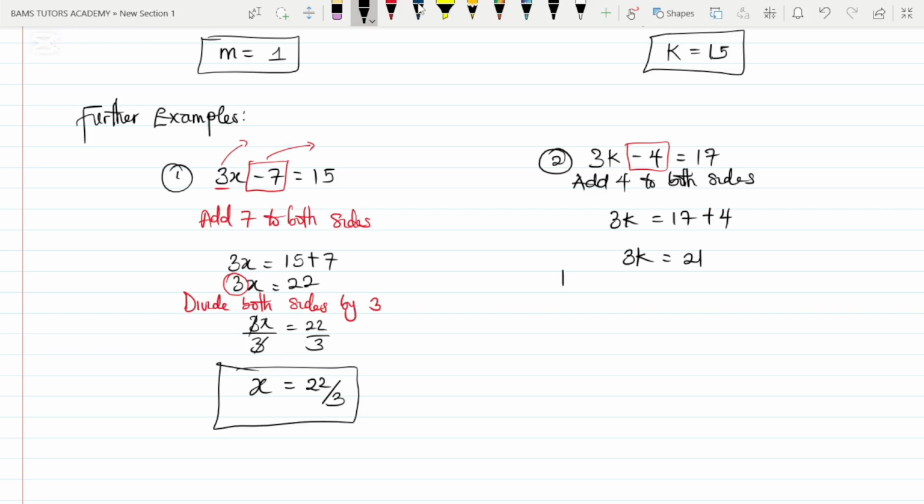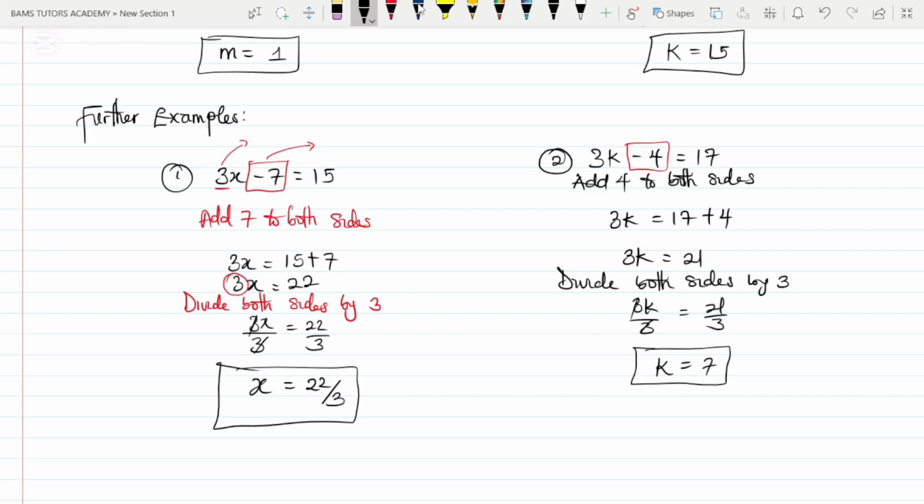The next thing is to divide both sides. Divide both sides by what? By 3. That's going to be 3k over 3 equals 21 over 3. This is out. k is standing alone, and I've got 7.